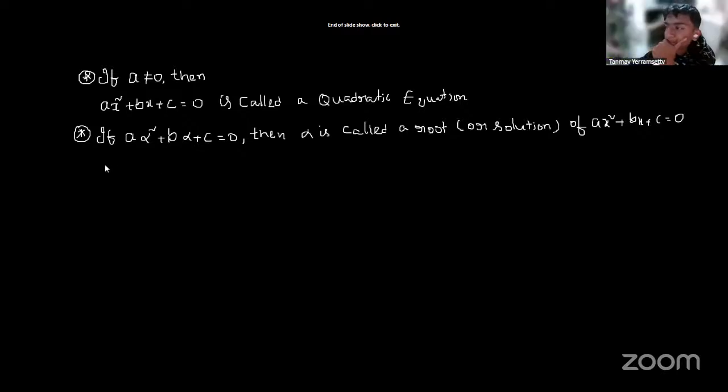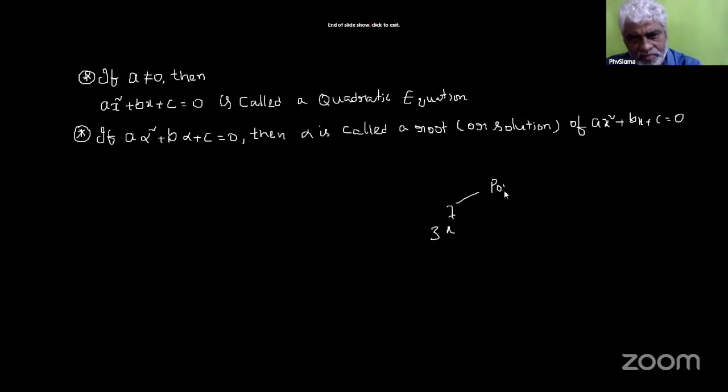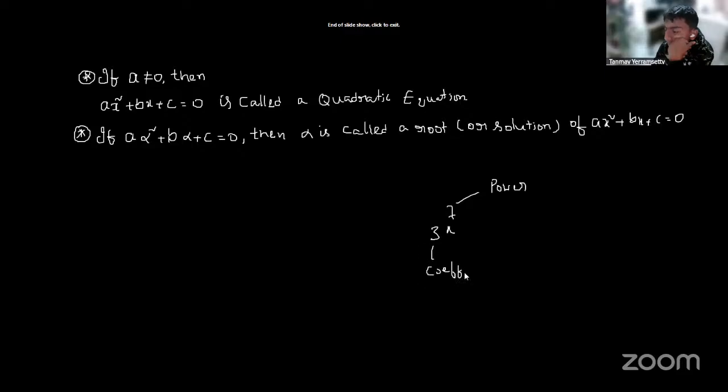Example. What is a quadratic equation? To call it a quadratic equation, the x square coefficient should not be 0. Do you know what we mean by coefficient? See, in 3x power 7, 7 is called power, and 3 is called coefficient. Here, the x coefficient is b, the x square coefficient is a, and c is called the constant term.